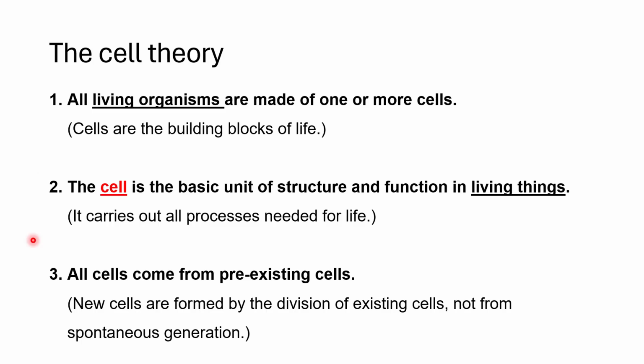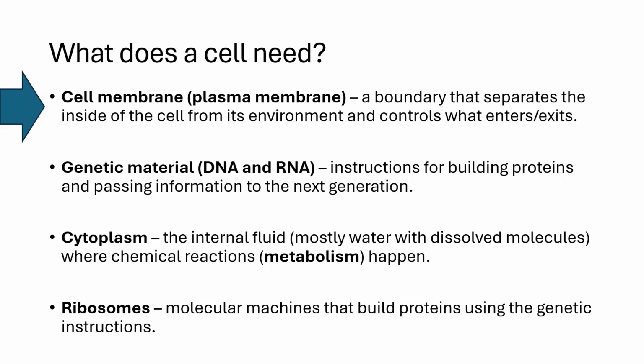And thirdly, all cells come from pre-existing cells. Remember the theory of biogenesis. So new cells are formed by the division of existing cells, not spontaneously generated as previously thought. So putting these three statements together, the cell defines what we recognize as living organisms. For living organisms to grow and replicate, their cells need the following.